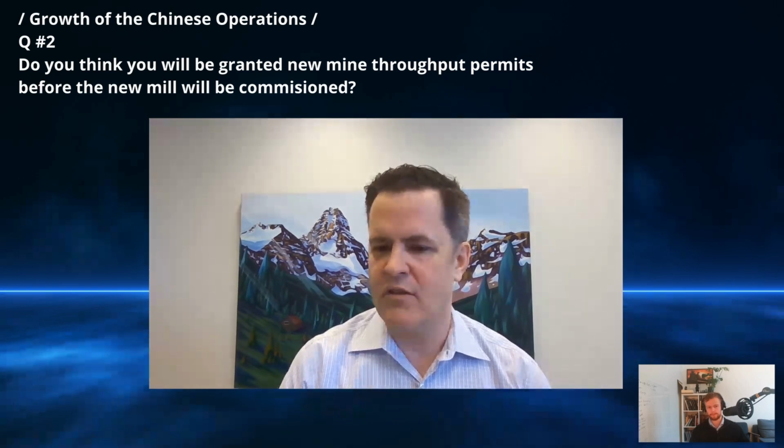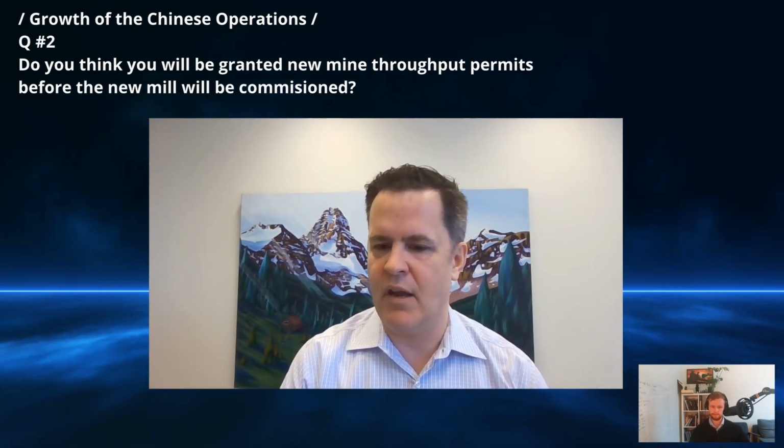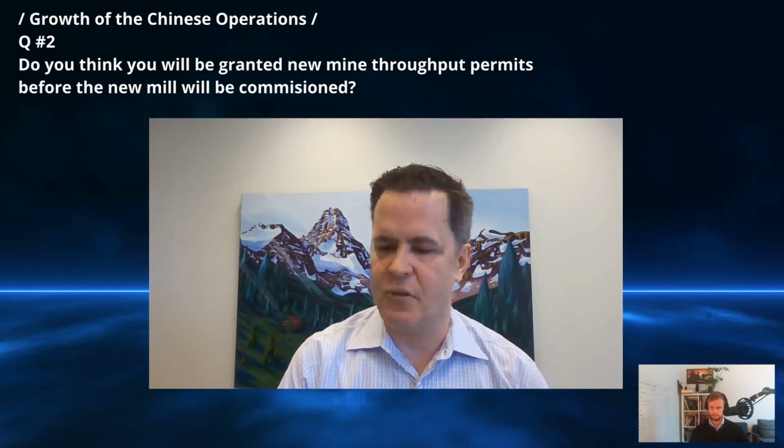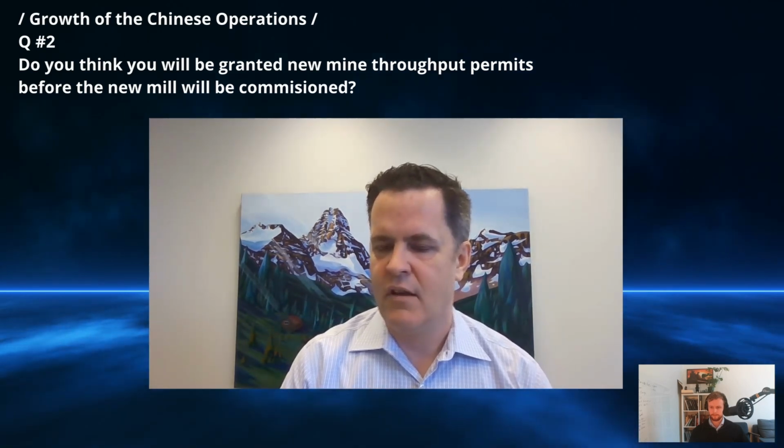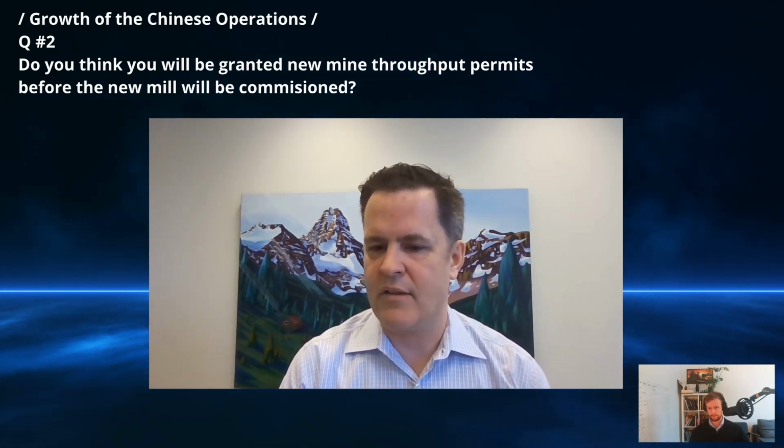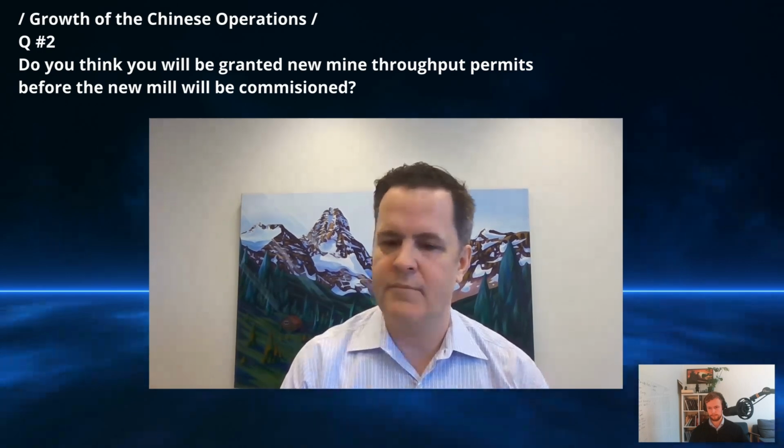And so putting this new mill in place is really to accommodate the potential for growth from a number of different fronts, as well as replacing that capacity that is in mill number 1.